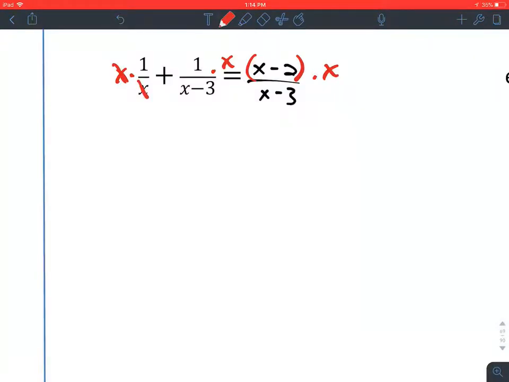That's going to get rid of that x. If I want to get rid of the x minus 3, I'm going to multiply each term by an x minus 3. You have to do it to every term. There are 3 terms.